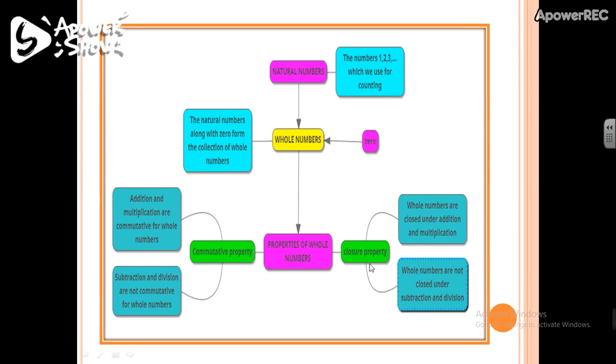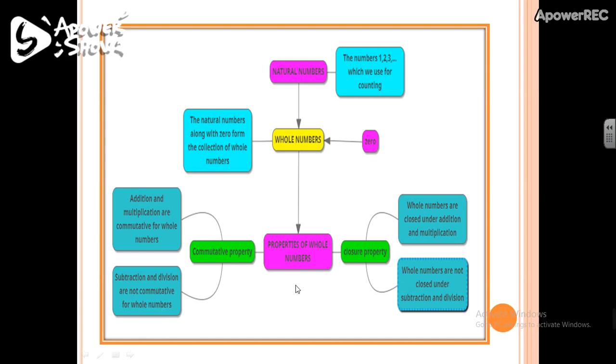Then we have learned about two properties of whole numbers. The first one is closure property, and we found out that whole numbers are closed under addition and multiplication, but they are not closed under division and subtraction. The second property is commutative property, and we found out that addition and multiplication are commutative for whole numbers, but subtraction and division are not commutative for whole numbers.